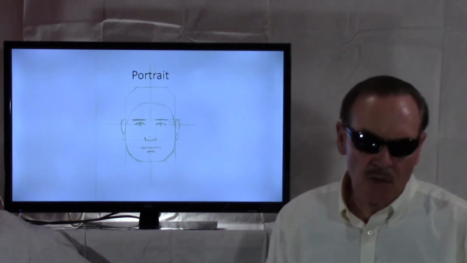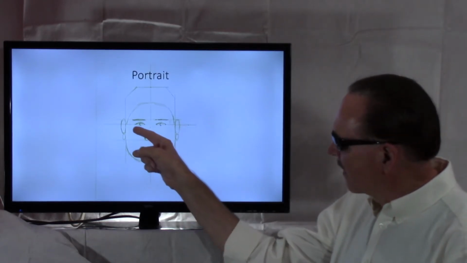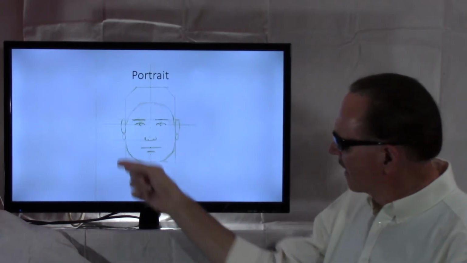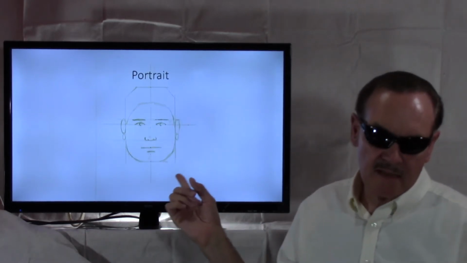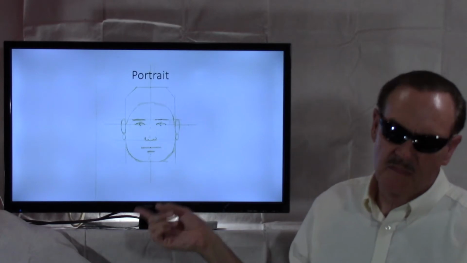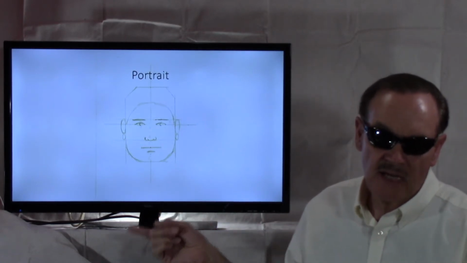Women, on the other hand, normally have hairlines that are kind of rounded. And you notice that this could be a woman as opposed to a man, just by doing nothing else but changing the hairline.